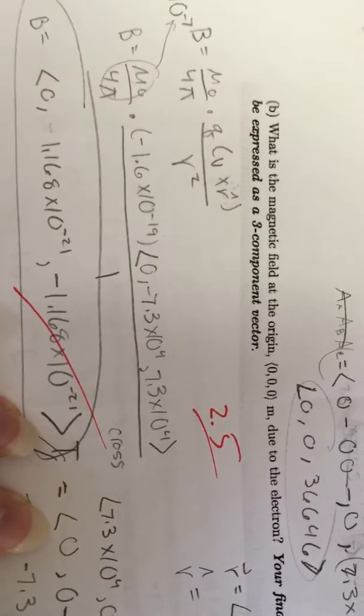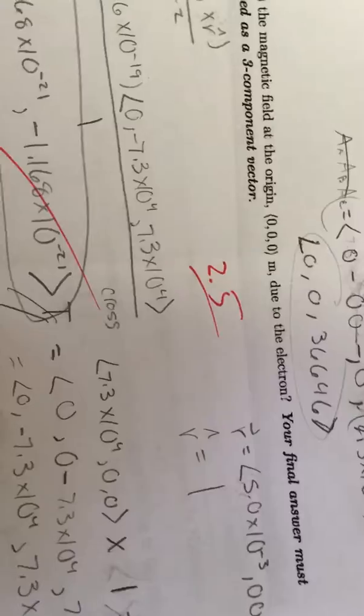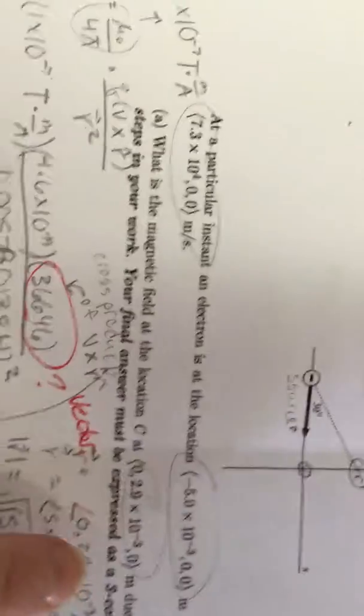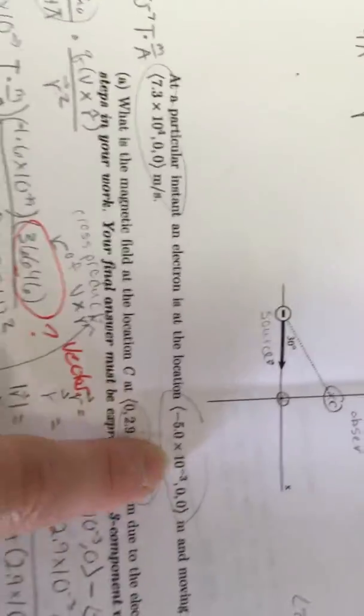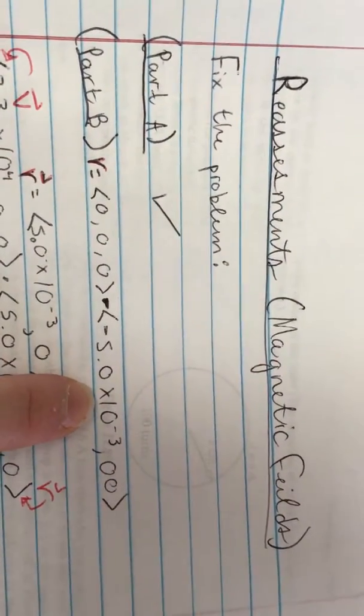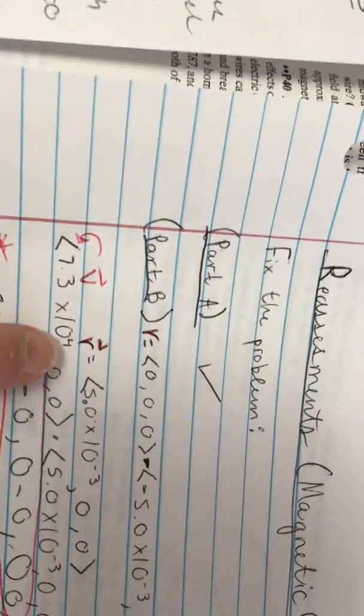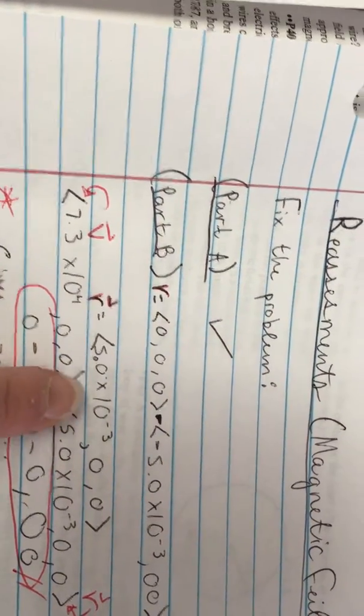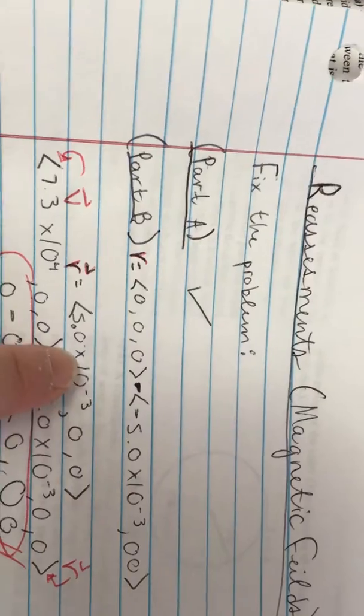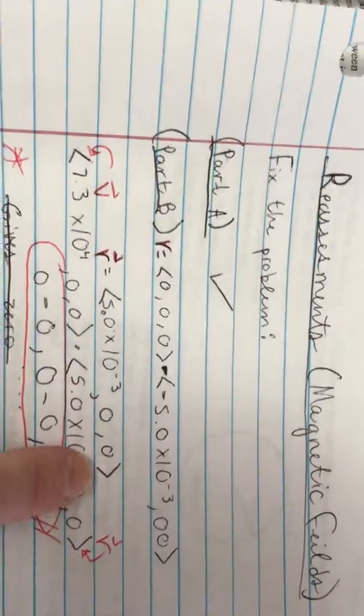It says, what is the magnetic field at the origin due to the electron? I accidentally used the location C instead of using the location of the electron, so I fixed it. I got my new R, which was the origin minus this location of the electron. R then was 5.0 times 10 to the negative third for the X location, then 0 and 0.